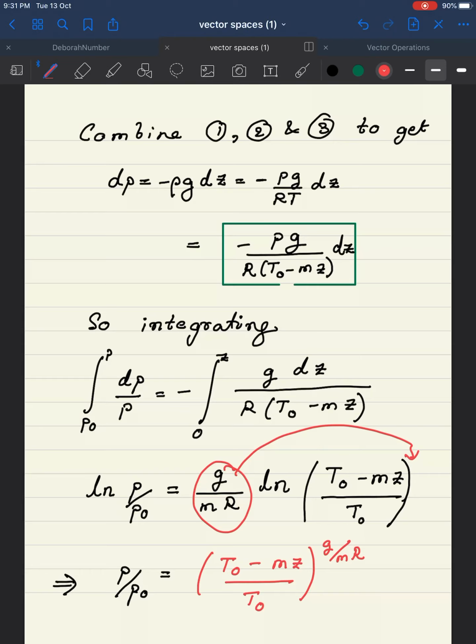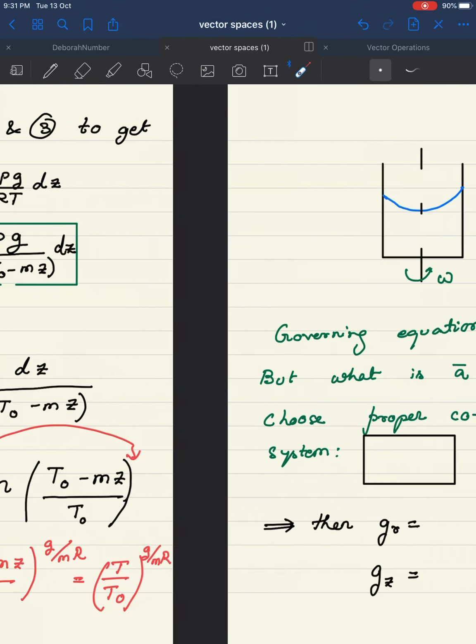So you have essentially solved your equation, where basically this top part is, by the way, just T by T naught to the power g by mr. So now you have an answer for what P is right here. Okay, good. So this problem was rather straightforward to solve.